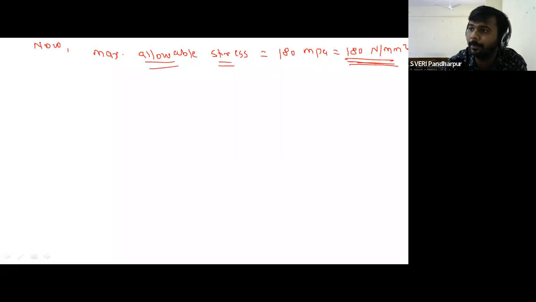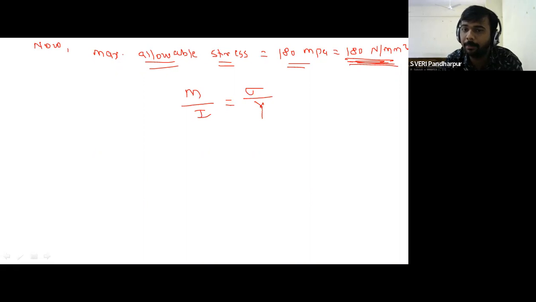Like in the previous problem, they had mentioned the tensile stress is equal to 30 Newton per mm square and asked to find out the maximum compressive stress also. But here they have mentioned only one statement, that maximum allowable stress is equal to 180 megapascal, which is equal to 180 Newton per mm square. So we don't know whether this 180 is sigma T or sigma C, so don't verify it. Directly we can write the formula M upon I is equal to sigma upon Y. Which Y will we take? Whether we take sigma T or sigma C, the value of both is the same. So directly we can write the formula M upon I is equal to sigma upon capital Y.